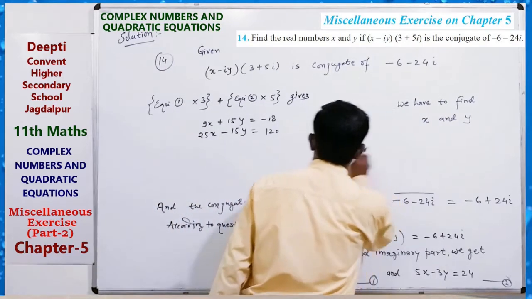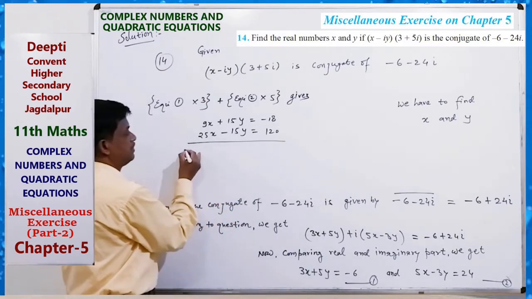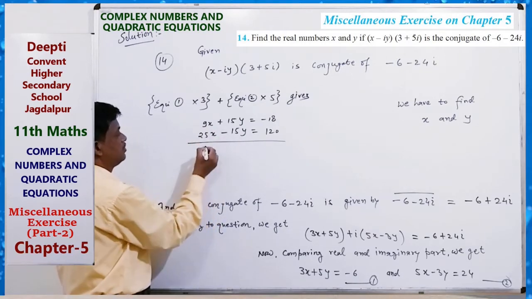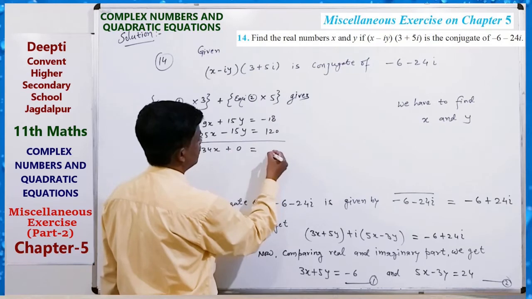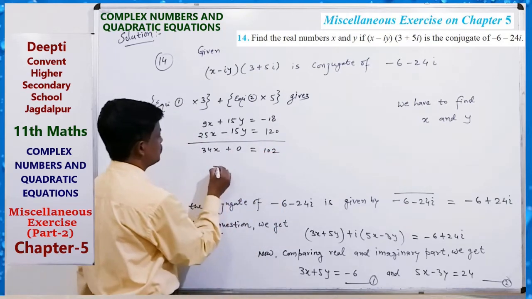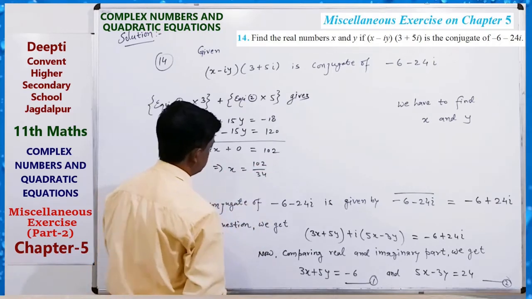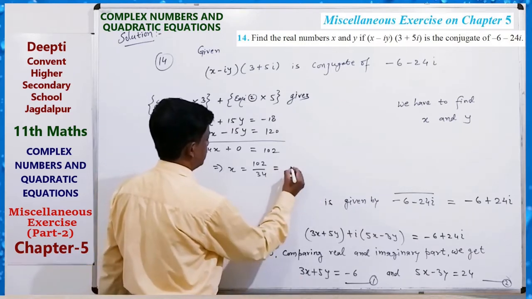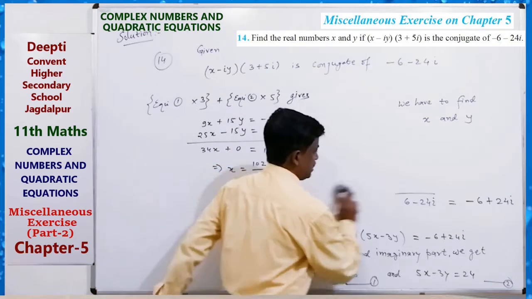Okay, now add these. The y terms cancel out, so you get 34x plus 0 equals 102. So x equals 102 by 34, which equals 3. So x equals 3.